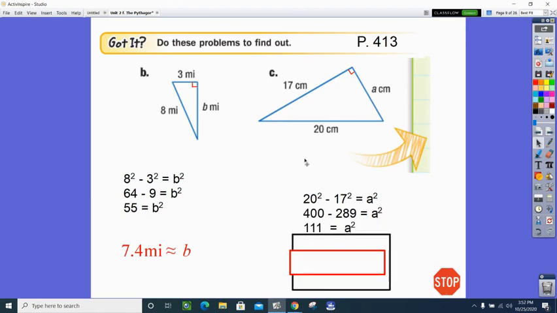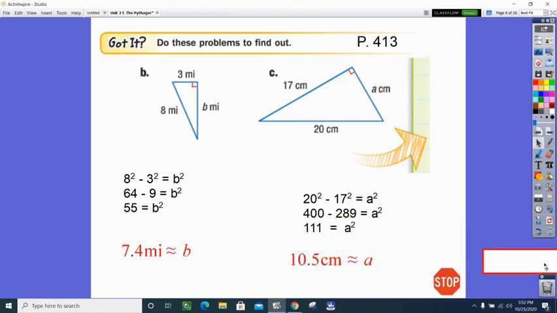Don't stop here and say it's 111 centimeters. Don't forget to undo the squaring by taking the square root. And we're going to round to the tenth and put our units in. You should have gotten 10.5-ish centimeters.